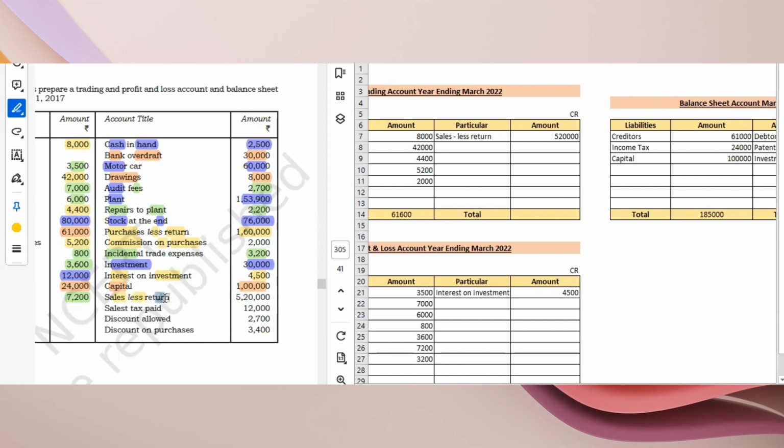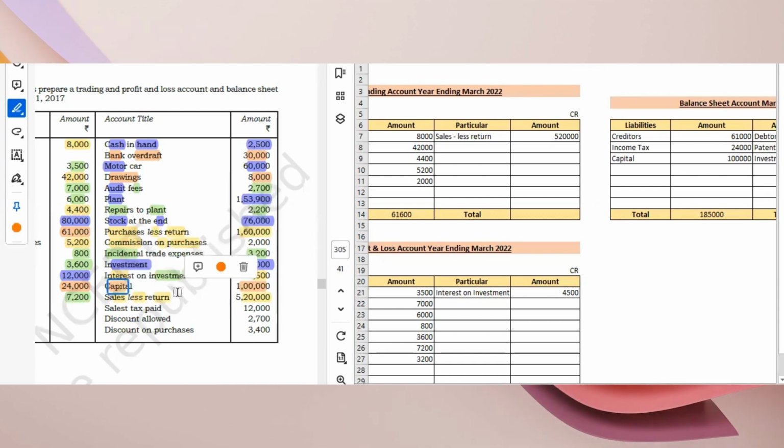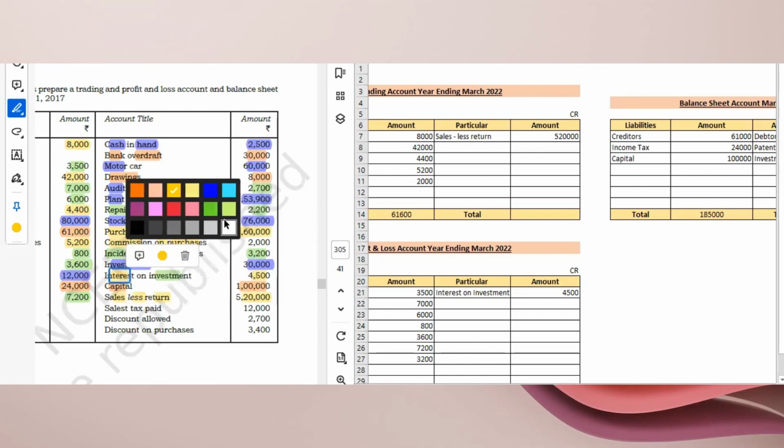I think I made a mistake. Interest on investment is not a trading account, right? But I used the trading symbol. So instead of that, you can just delete it. Instead of that, what we have given for them is green, right? So you can mark green.